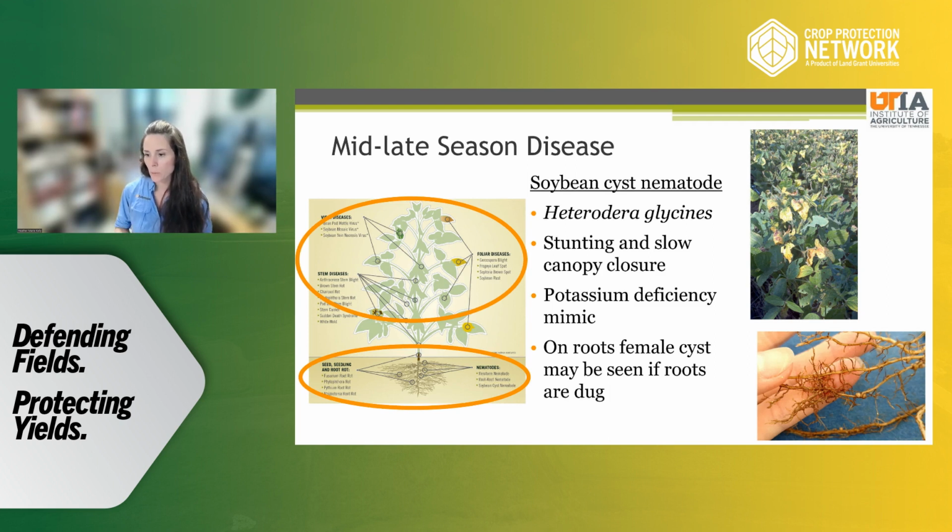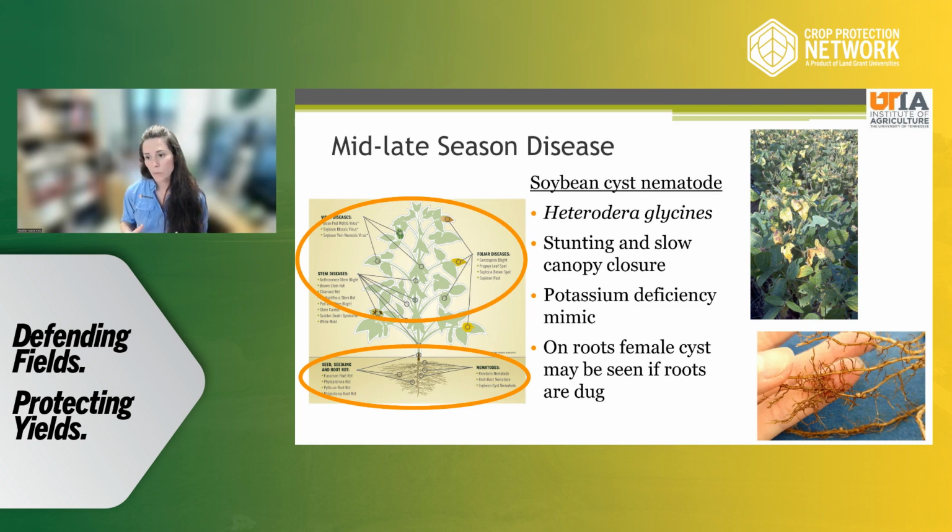But in that picture there on the bottom right, on my thumb there is a tiny white speck. That is the female body of the soybean cyst nematode, as well as the roots just to the right of my thumb. I'm showing some of those same small white bodies, compared to just outside of my pinky, which are nodules, nitrogen nodules. You want to see those, but you do not want to see the soybean cysts on the roots. Soil samples are best taken at the end of the season, when the population is the highest in the fields.